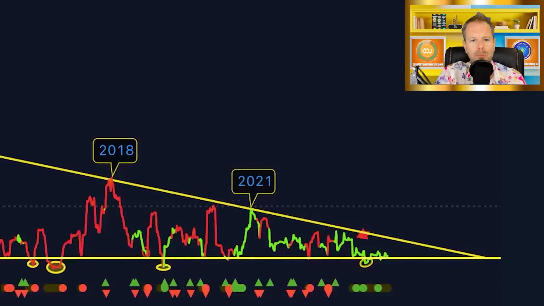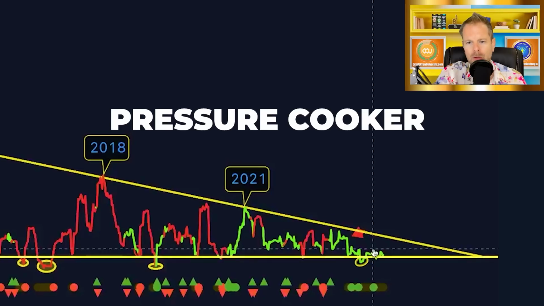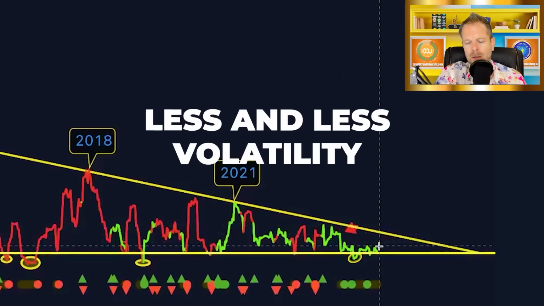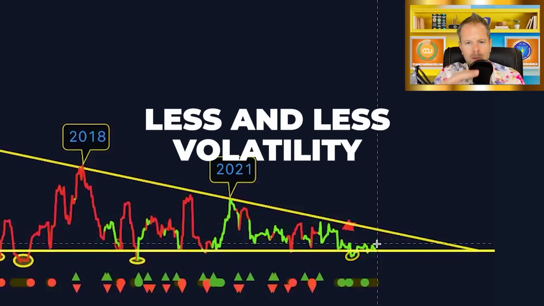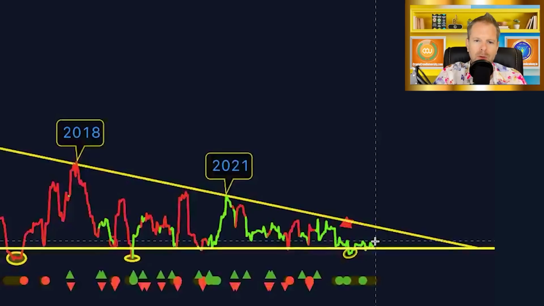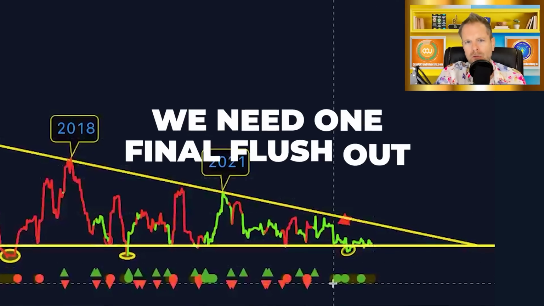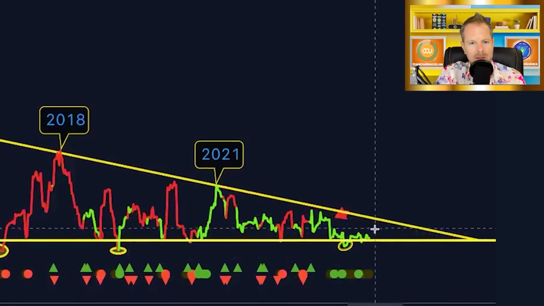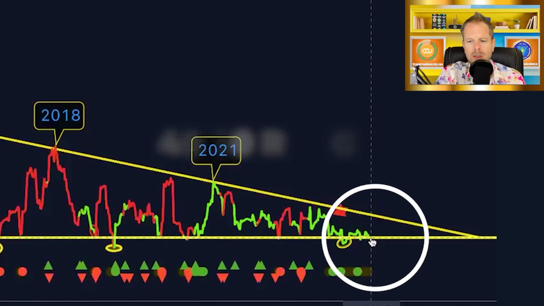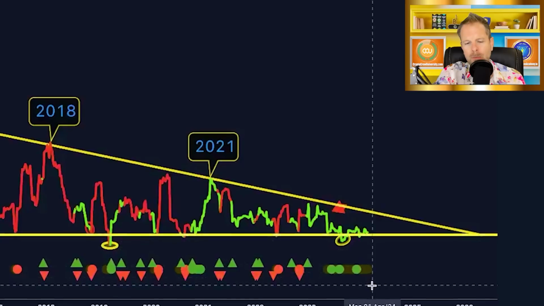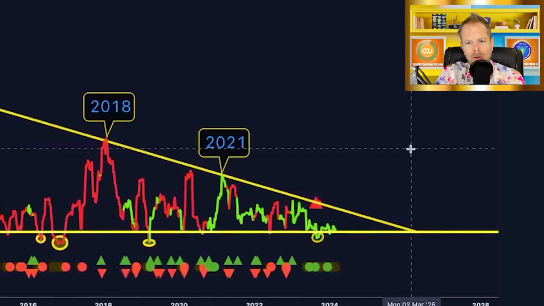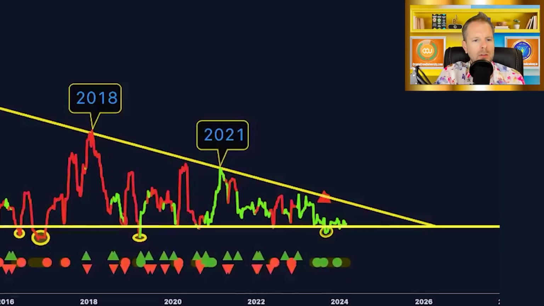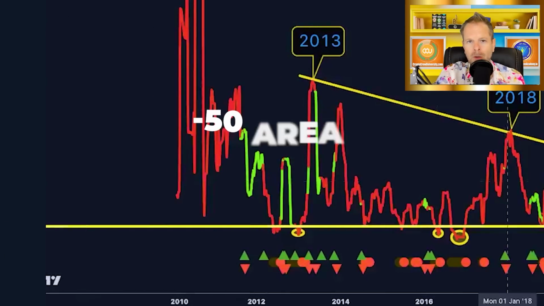So it's highly probable we're in some sort of a pressure cooker. It's highly probable that we have less and less volatility coming into Bitcoin. With that, we have diminishing returns by a factor of 5.3. With that, we need one final flush out. And again, our volatility is in the 40-ish, 30-ish range here. It can break into the negative numbers. Well, some people will say, oh, that's not possible. Just look at the facts. Right here, it goes down into the negative 50 area, okay?